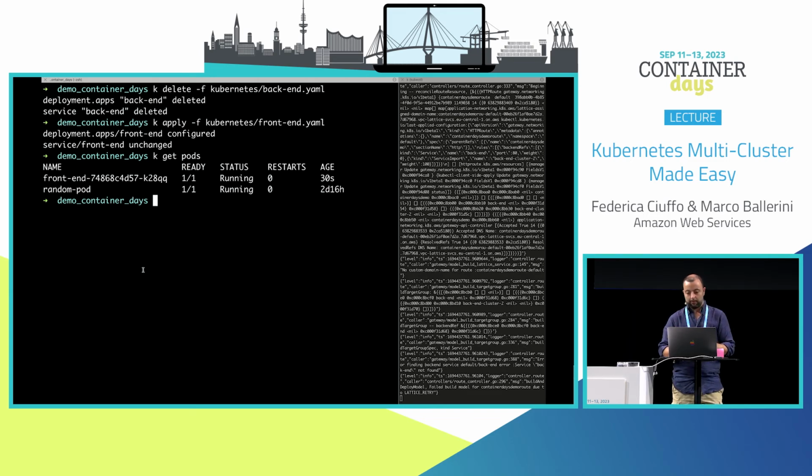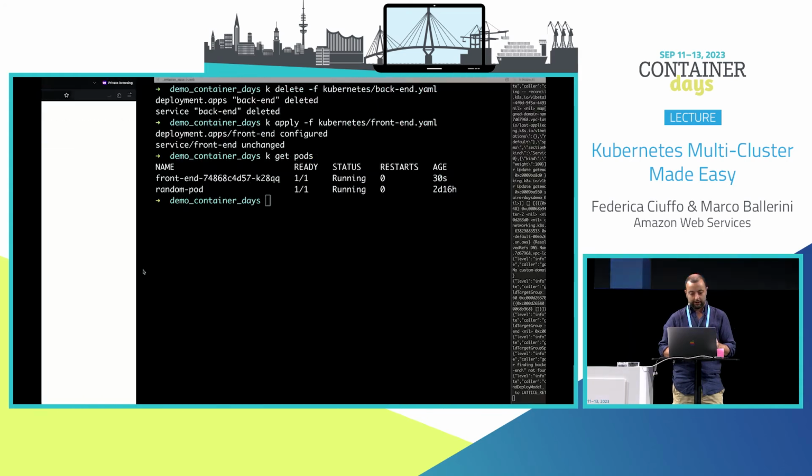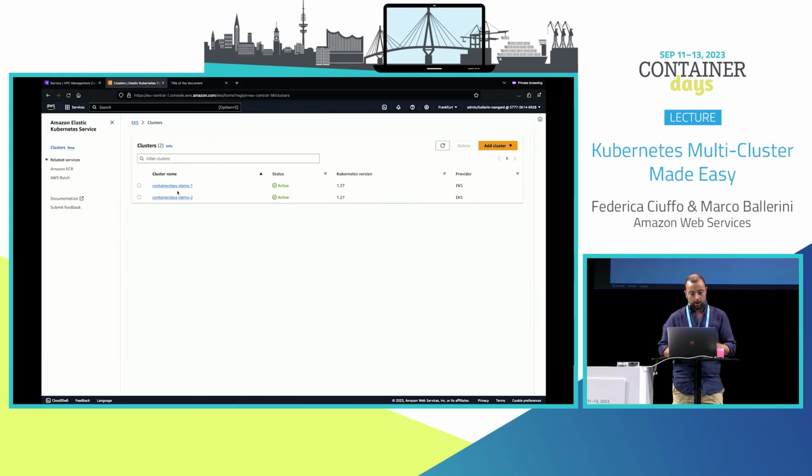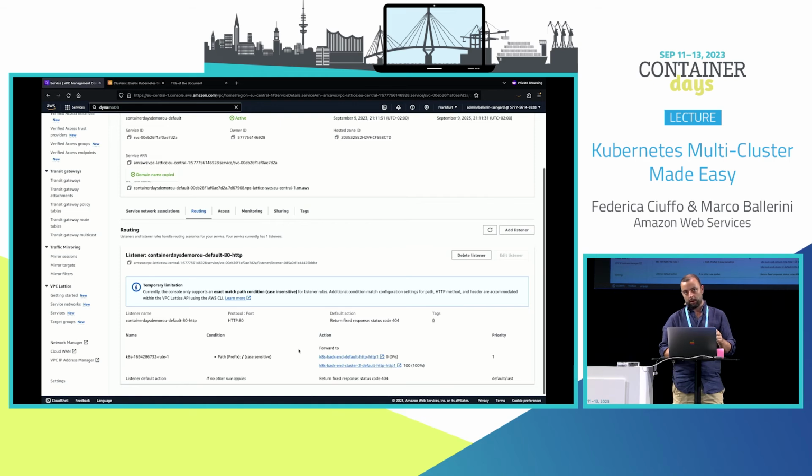Now, a couple of things about this. One, the beauty of this is that if I go to the Lattice console and I show you the route, both of them at the moment are pointing to a Kubernetes service, but this can be a Lambda function, serverless, or an EC2 instance, or a mix of those.